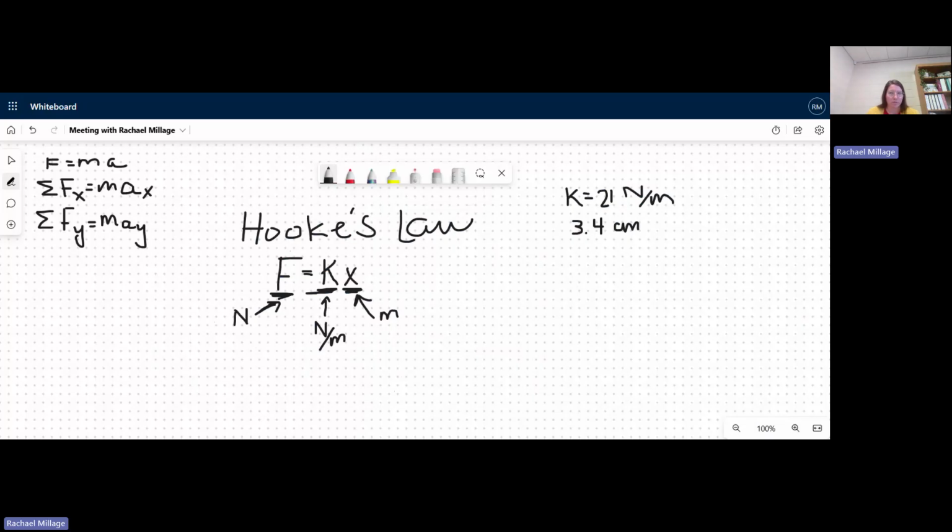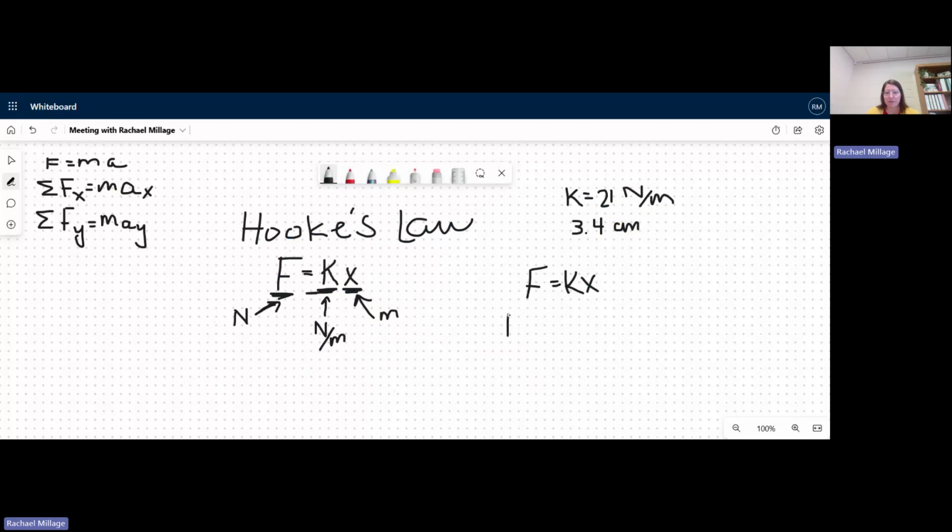Hopefully you paused the video and worked through it on your own. My force is equal to Kx. We have K, and then I didn't tell you explicitly that this was X, but we said it had to stretch 3.4 centimeters. The thing that you'll notice here, hopefully, is we have centimeters here, but Hooke's law is in meters, so we have to convert the centimeters to meters.